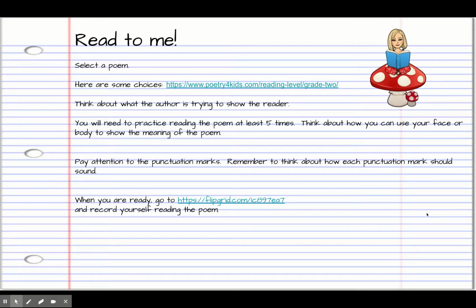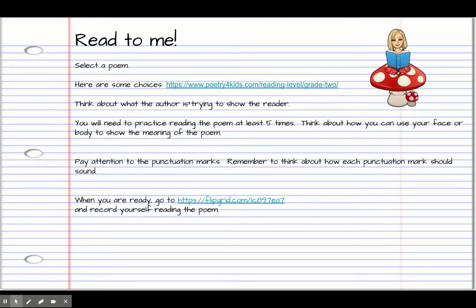Okay, are you ready to read to me? You're going to read to me to show me that you hit the learning target today. I can read with expression, and you're going to use the success criteria we went over as you're reading with expression. Now, here's what you're going to need to do. You're going to need to select a poem. I want to give you some choices of poems that you can select.